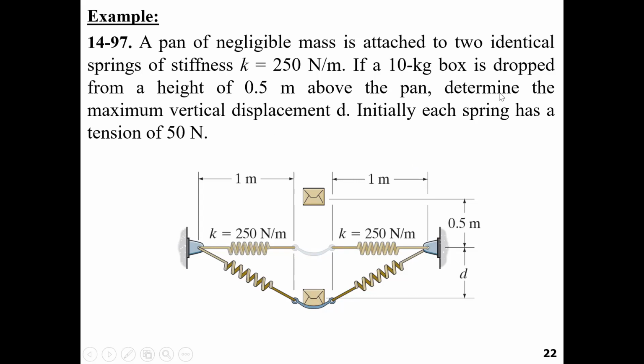The problem says find the maximum vertical displacement D. And it says initially each spring has a 50 Newton tension. So these springs are not in neutral state. This 1 meter is not their neutral length. They have some stretches in them. Okay.